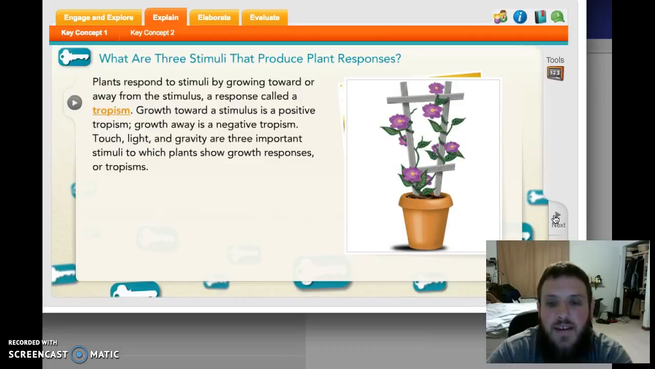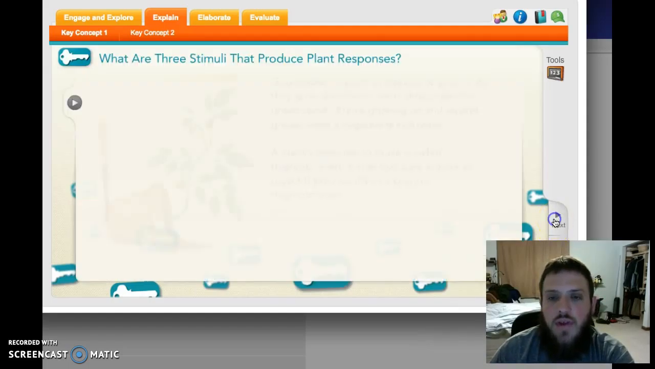But there are three things that plants respond to: touch, light, and gravity. So they will either move towards or away from touch, towards or away from light, and towards or in the opposite direction of gravity. So that is what plants show reaction to.